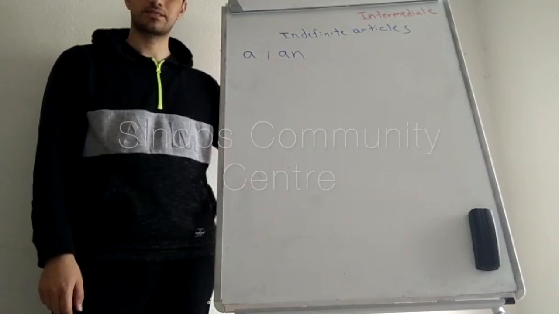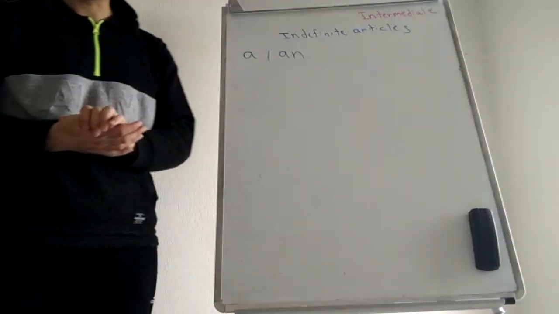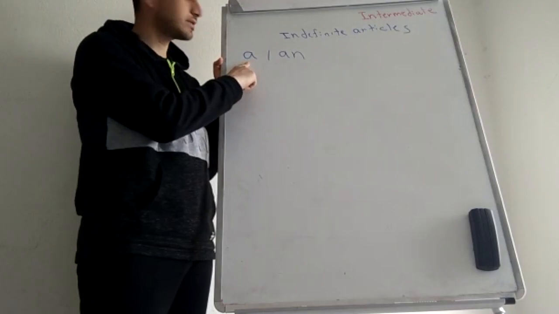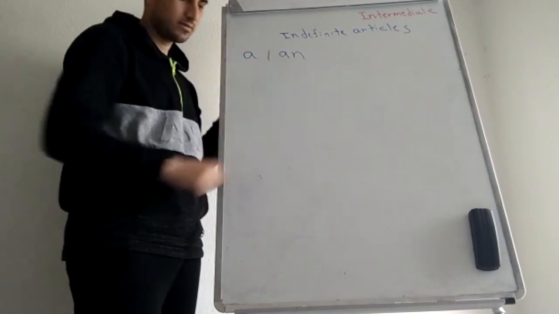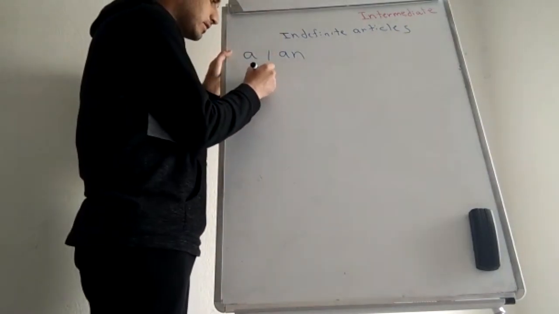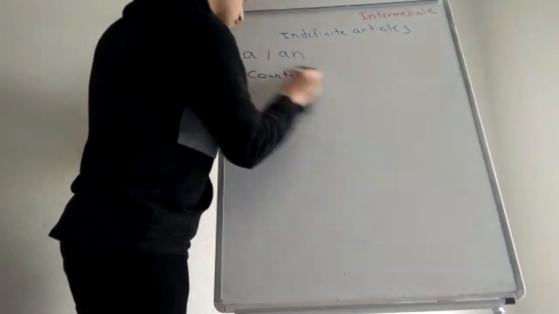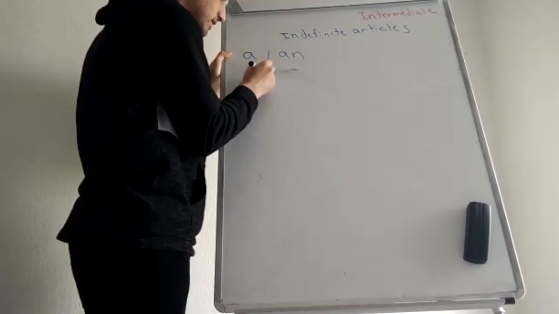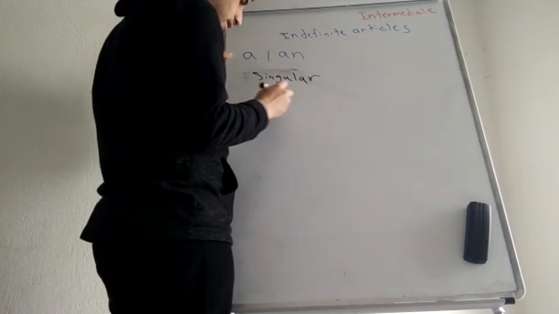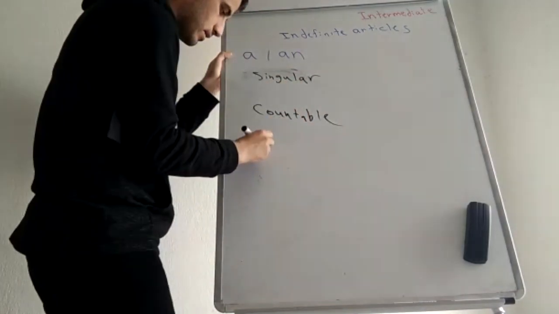You remember last lesson we talked about indefinite articles. So we said in English we have two indefinite articles, a and an. That's right. And we said that we use them with singular, countable nouns.